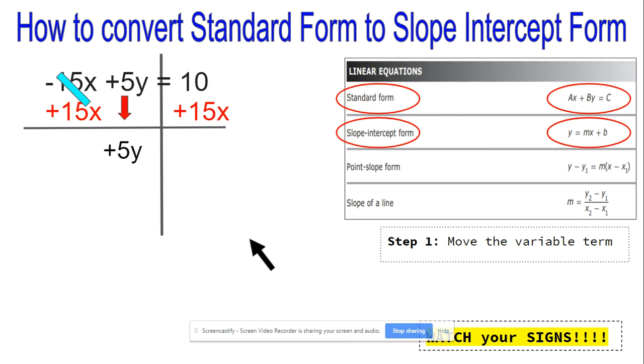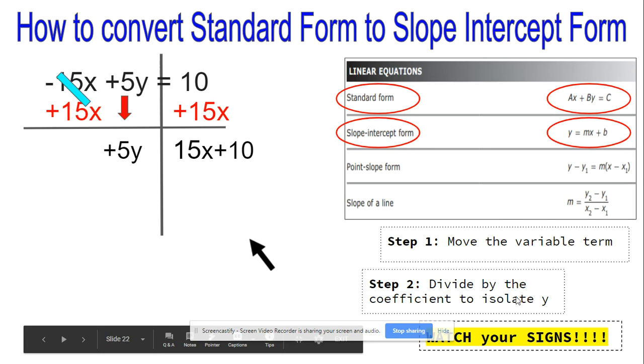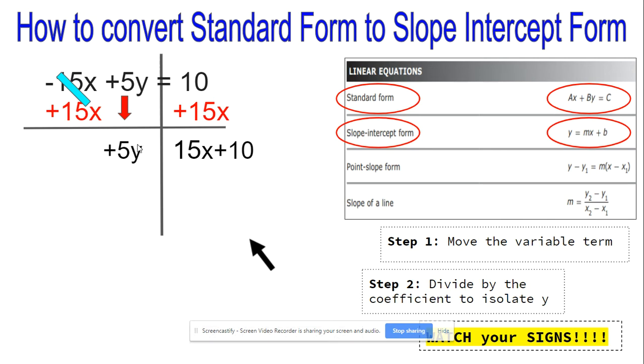And then remember, I wanted you to write your 15x first, and it's going to make more sense here when we finish because I want it in the form y equals mx plus b. So I'm going to write 15x plus 10. If there's no sign in front of the 10, then it's a positive number. All right, so step 2, we're going to divide by the coefficient to isolate y. So in other words, I want y by itself, so the only way to do that is to divide by a positive 5.